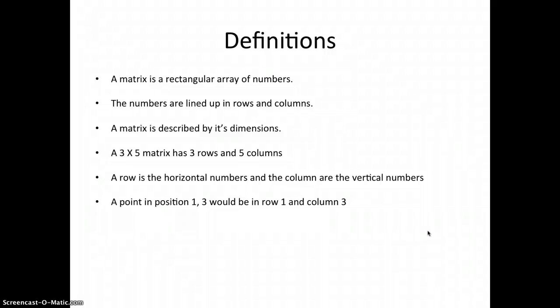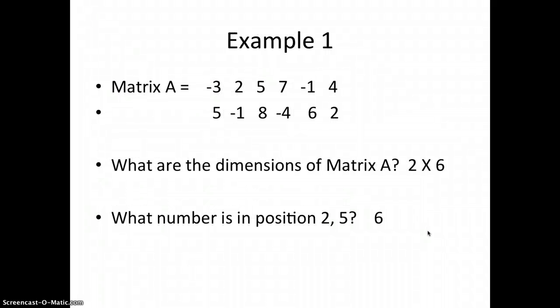A row is a horizontal line of numbers, and the columns are the vertical numbers. A point in position 1, 3 would be in row 1 and column 3. For instance, the matrix A has a row 1 of -3, 2, 5, 7, -1, and 4, and row 2 of 5, -1, 8, -4, 6, and 2. What dimensions would it have? Hopefully you see that it has 2 rows and 6 columns, so the dimensions would be 2 by 6.